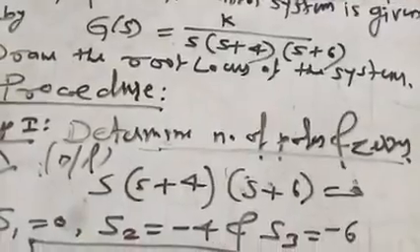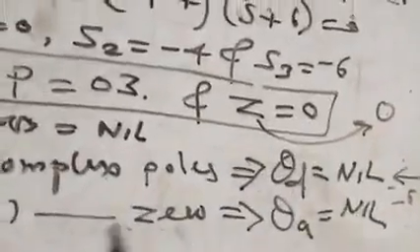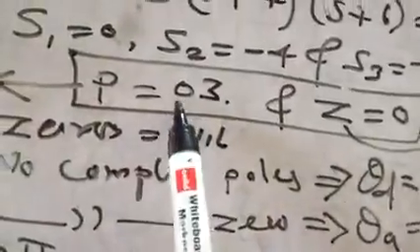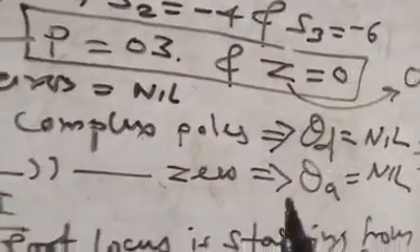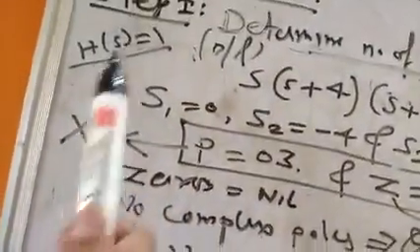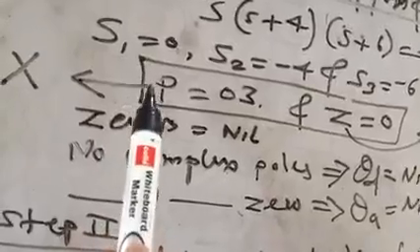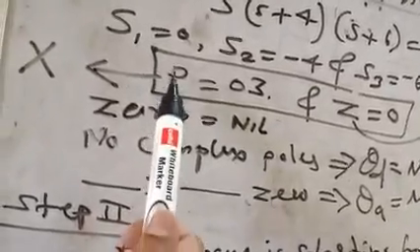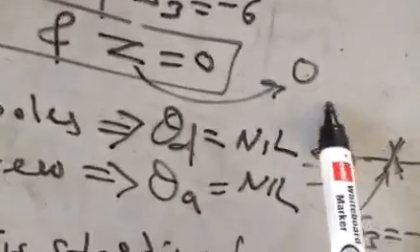Here there is no zero, because in the numerator there is only K and no s polynomial, so the number of zeros is nil, Z is equal to 0. Finally, what is the conclusion? P is equal to 3. There are 3 poles: 0, minus 4 and minus 6, and zeros are nil. This is the first step. Here feedback gain is 1. And also listen to one thing: always indicate the poles by the cross symbol and zeros by the circle.